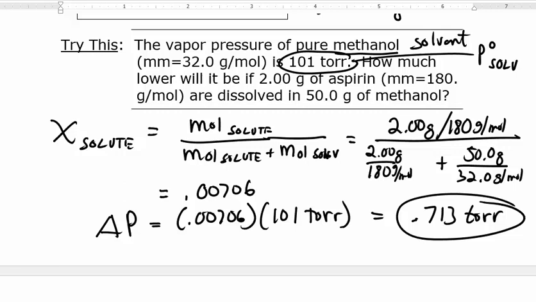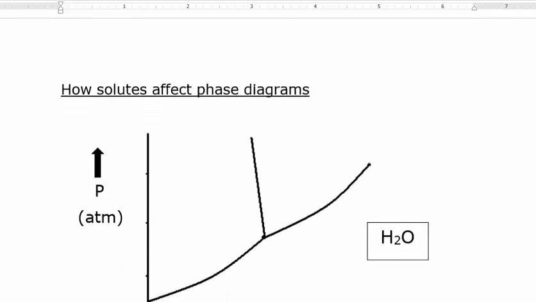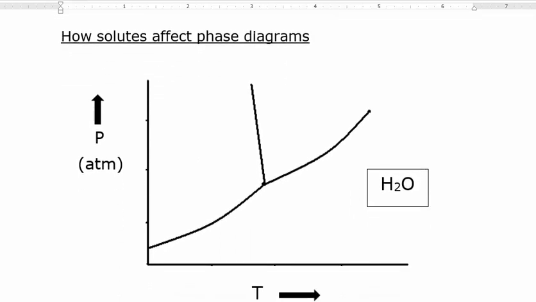Now it turns out this lowered vapor pressure is what creates the next two colligative properties, and we'll illustrate this using a phase diagram. So how do solutes affect phase diagrams? Well, here's a phase diagram for water. It's a graph of pressure versus temperature, and there are lines that separate the different phases. The solid phase is in that section, the liquid phase in this one, and gas in that one. This line represents melting or freezing, and this line represents boiling, or the opposite, which is condensing.